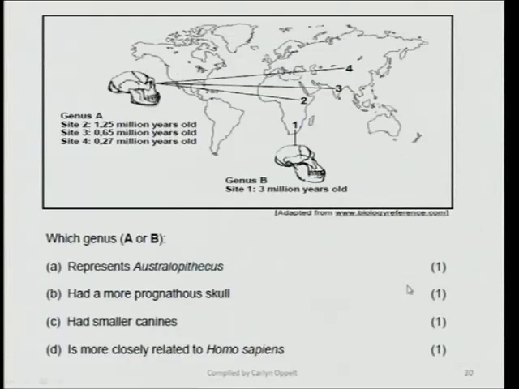Now the questions. Which genus, A or B, represents Australopithecus? What would you say? So, A or B? Let's see. You mentioned there's only genus A or genus B. Which one is Australopithecus?